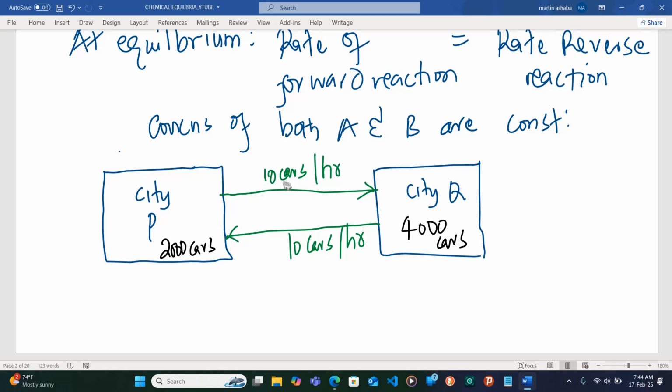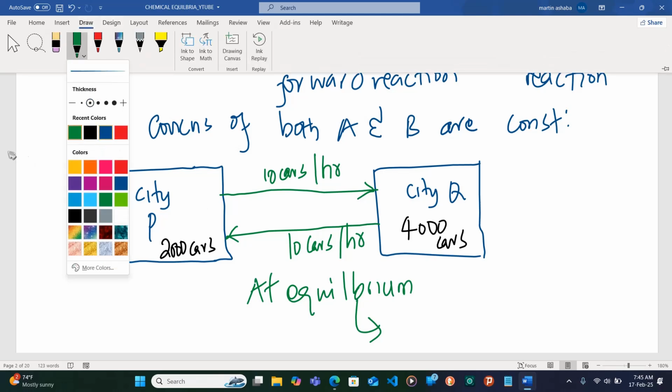Because here you are having 10 cars entering city Q per hour, even after 10 hours the number of cars in here is going to be the same, since you are having 10 cars per hour leaving city Q. Likewise, at city P, you have 2,000 cars. So you have 10 cars per hour leaving and 10 cars per hour entering, meaning they will remain the same. So that is a very simple demonstration of what happens at equilibrium. It is analogous to reactions at equilibrium.